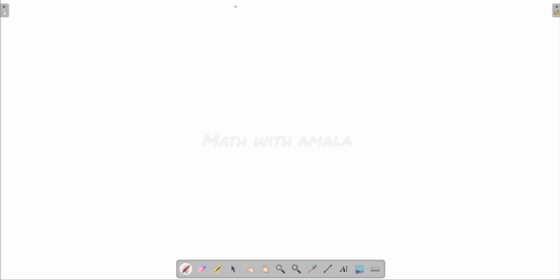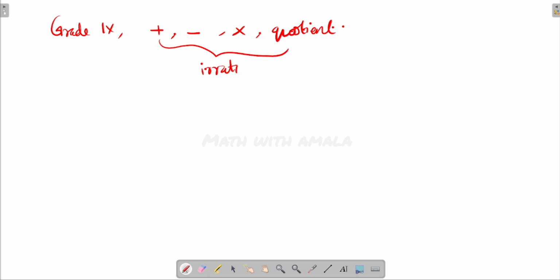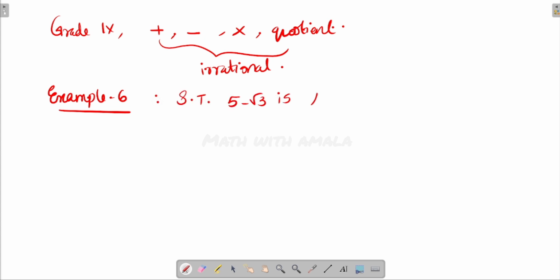In grade 9, we have already discussed irrational addition, subtraction, multiplication and division, or the quotient format. The next example deals with irrational operations. We will have some operations done on irrational numbers, and we will prove that they are actually irrational even after the operation. So example number 6: show that 5 minus root 3 is irrational.